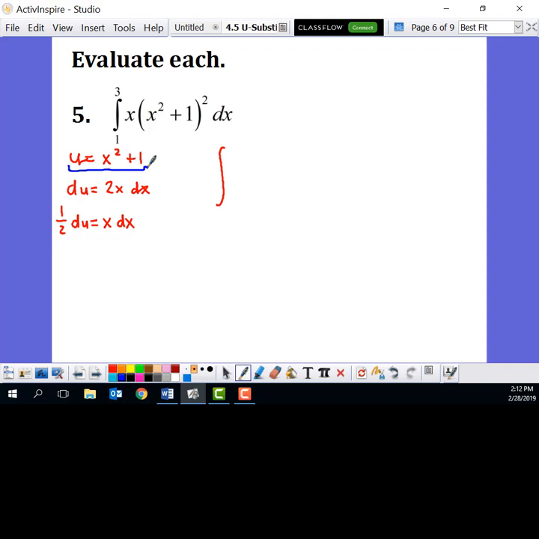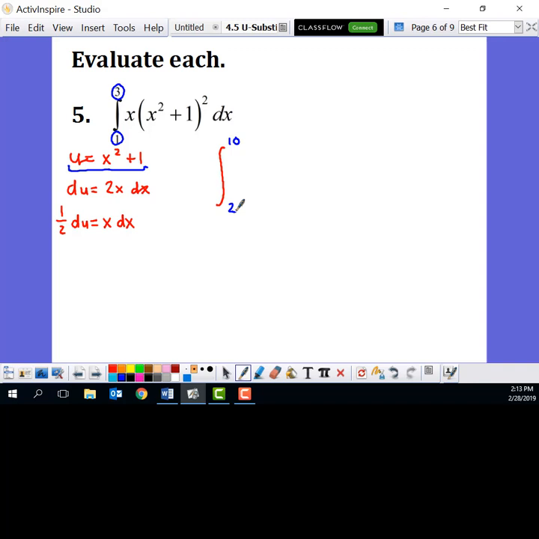So for our upper bound, we're going to take x equals 3, and drop that into u. So we're going to take 3 and plug it in right here for this x. So 3 squared is 9. 9 plus 1 is 10. So our upper bound changes to a 10. Do the same thing for our lower bound, but this time you're going to take 1 and drop 1 into u. So we've got 1 squared is 1, 1 plus 1 is 2. So we changed our bounds. Our upper bound is now 10, our lower bound is now 2.